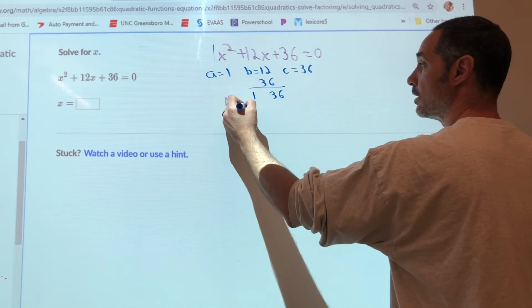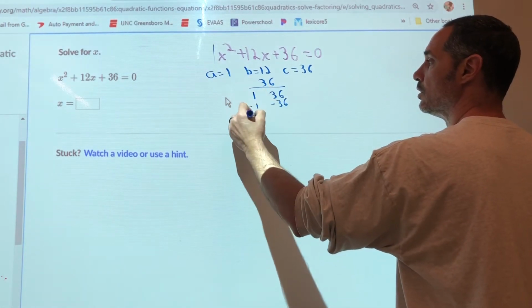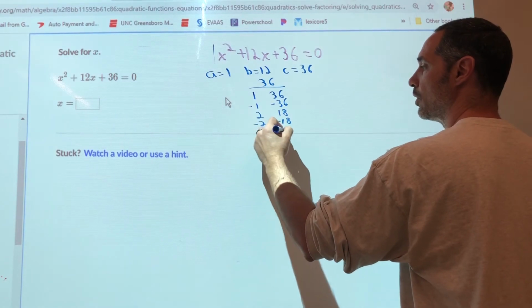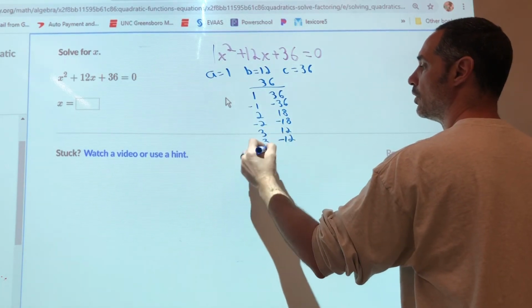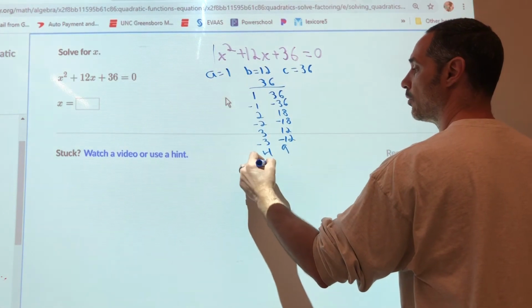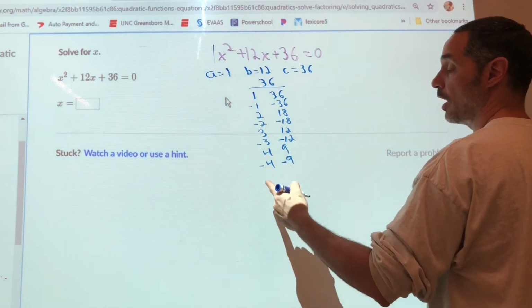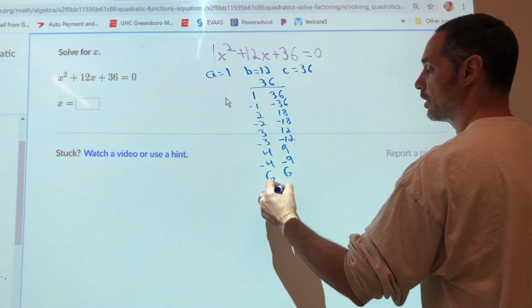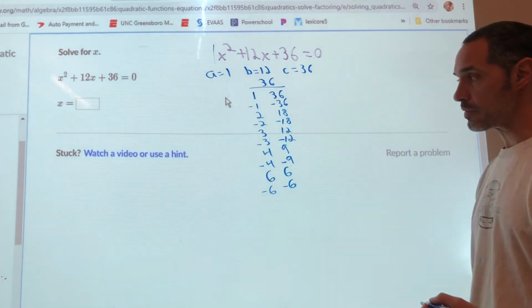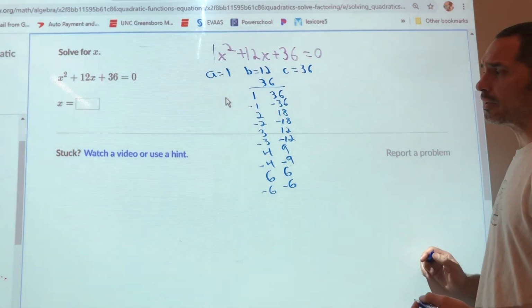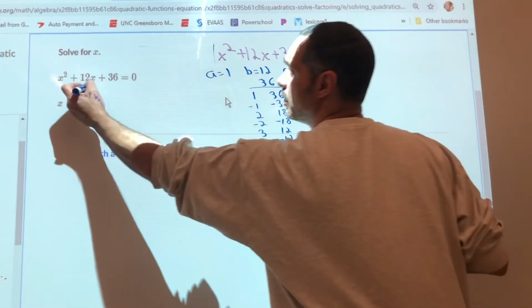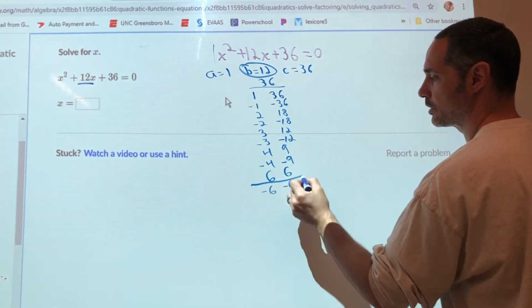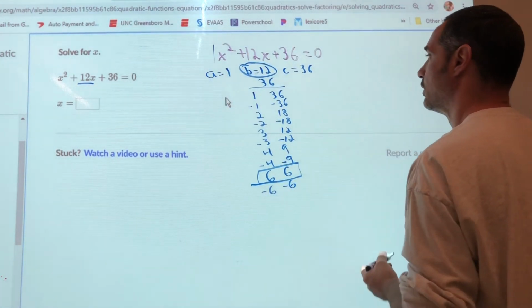1 and 36, -1, -36. 2 and 18, -2, -18. 3 and 12, -3, -12. 4 and 9, -4, -9. 5 doesn't go in, but 6 does. 6 and 6, or -6 and -6. And I need the terms that add to that middle number. They add to 12. And so 6 and 6 add to 12.